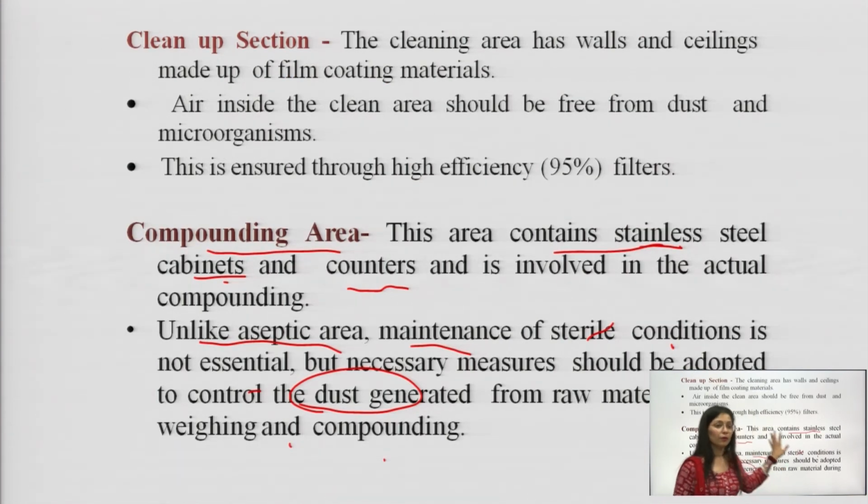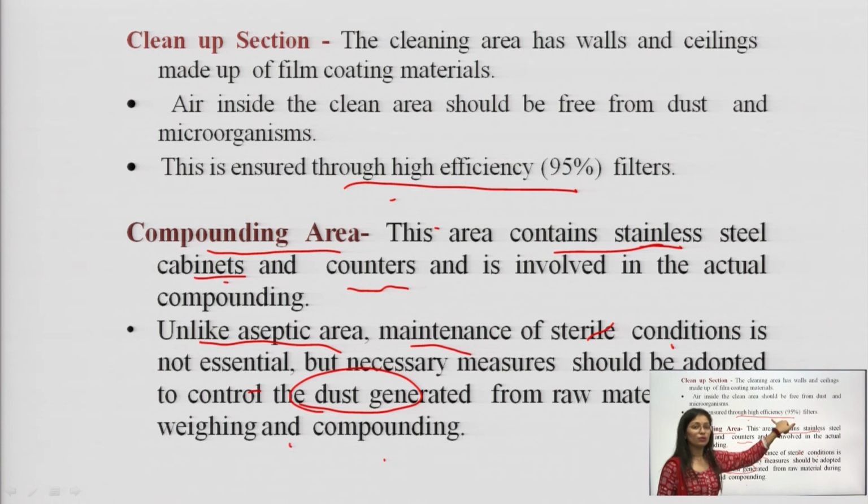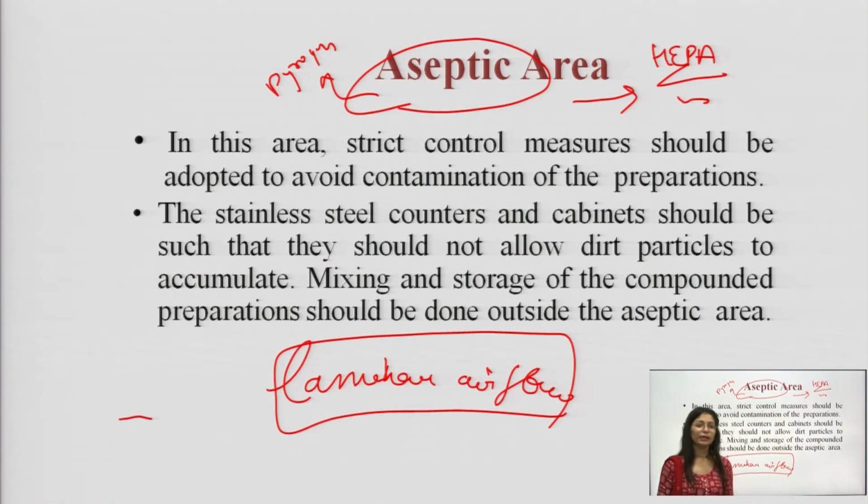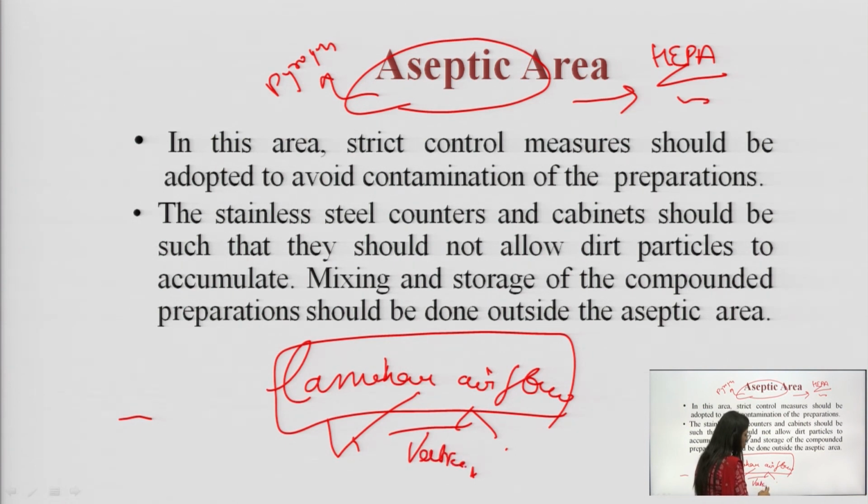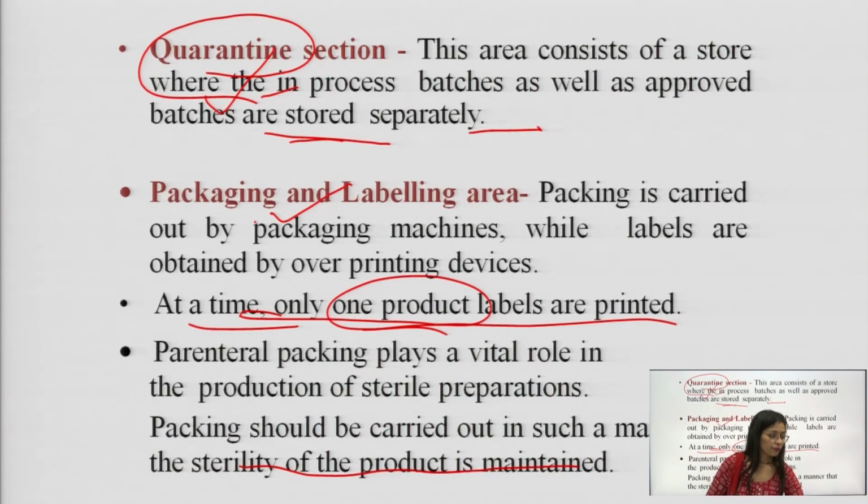Okay, this is what we have learnt about the cleanup section, where high efficiency HEPA filters are present so that all the materials are getting filtered out. Compounding area is where weighing takes place. When I told you about aseptic area, in the aseptic area we have laminar airflow. In the laminar airflow we have obviously stainless steel cabinet centers. Here HEPA filter is applied. Laminar flow is of two types, vertical laminar flow or horizontal laminar airflow. Okay. This is what we have learned. So, the aseptic area needs to be maintained by means of laminar airflow.